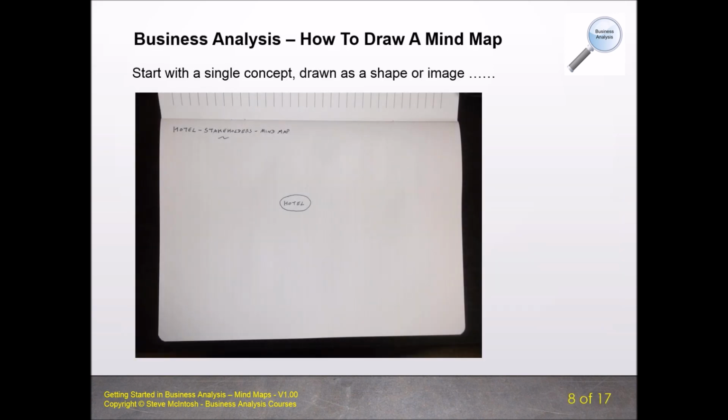This is an example of a mind map that I've simply drawn up by hand and then captured images to show you how the diagram is put together. So this is a mind map showing the stakeholders for the hotel project. And a simple start point is to draw an ellipse or a box, whatever, in the middle of the page with the word hotel.